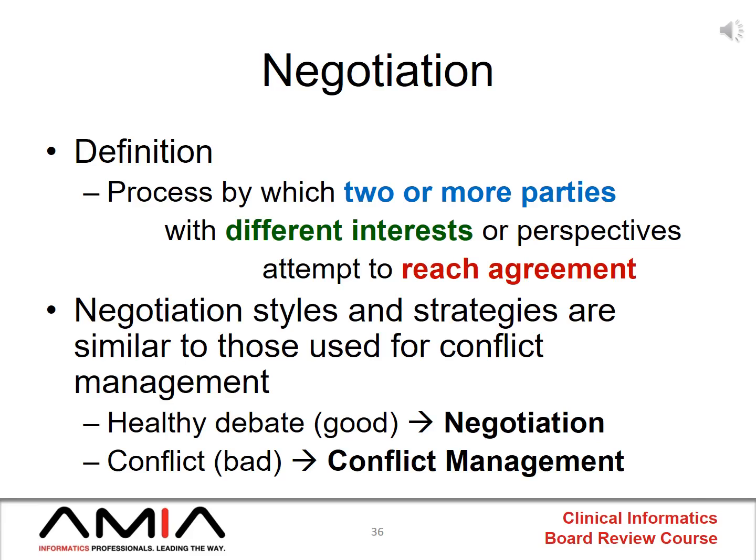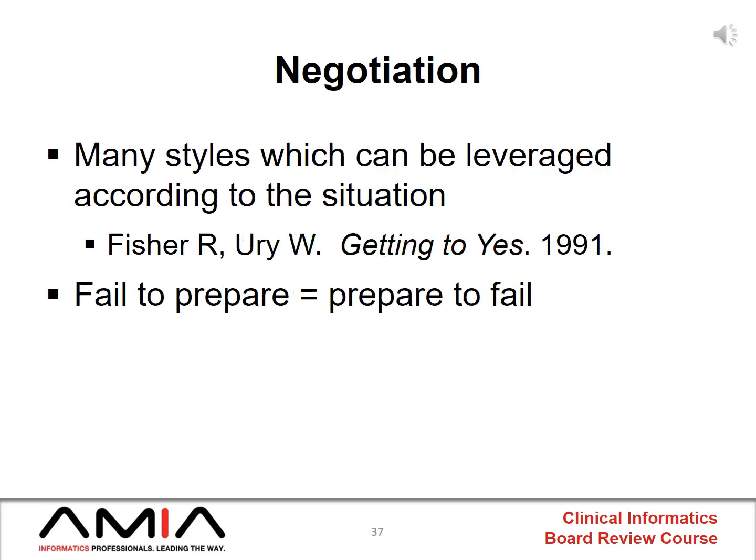The styles and strategies that one might use during negotiation are very similar to those that can be used for conflict management. When parties are engaged in a healthy debate, negotiation can be used, but when the parties are engaged in conflict, then conflict management styles and strategies should be implemented. There are many negotiation books out there, but the classic book on negotiation is Getting to Yes, that was published in 1991.